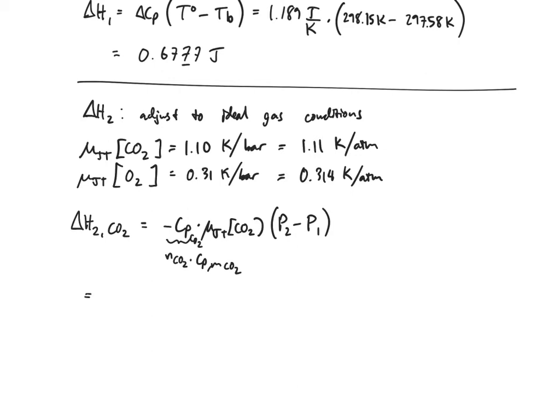And when I plug in all the numbers, I'm going to get negative 0.07, that should be a 7, 2446 moles. And then I can plug in my CPM, 37.11 joules per mole Kelvin.